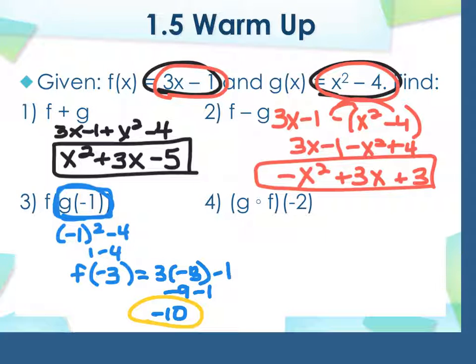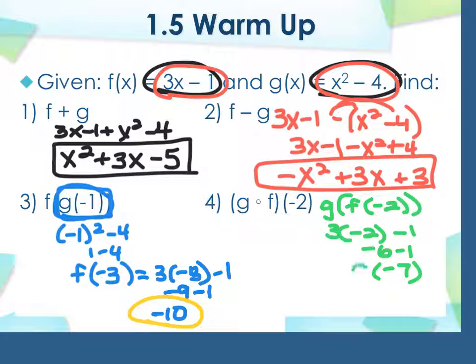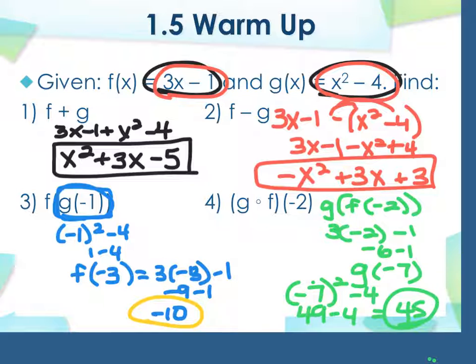And then g of f of negative 2. So negative 2 goes into the f. 3 times negative 2 minus 1, negative 6 minus 1, negative 7. And then g of negative 7 is negative 7 squared minus 4, 49 minus 4, which is 45. Questions on either of those?